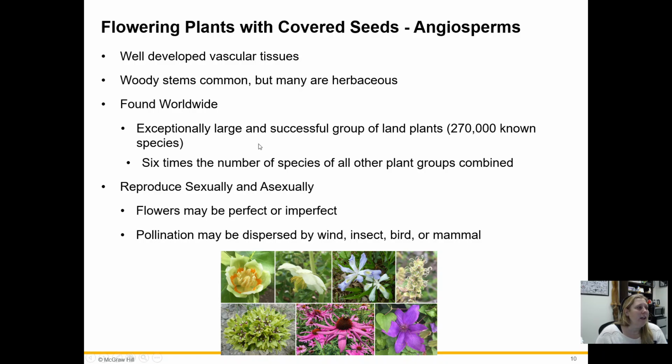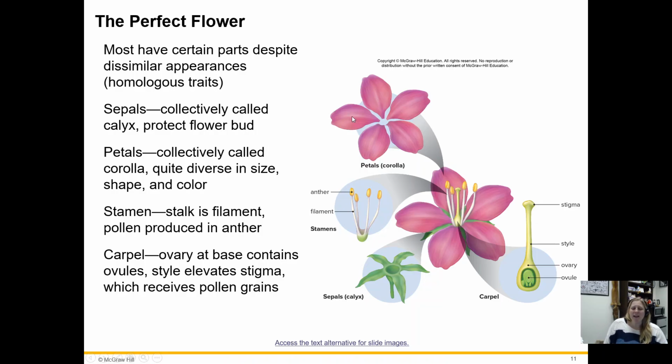Okay, let's talk about the perfect flower just a little bit, and then I want to talk a little bit about what's called the directed pollination hypothesis. So, first off, most flowers have certain parts, whether or not they have separate flowers with male and female or a perfect flower where male and female is contained. We are going to see structures that are characterized, and so we know that they share an evolutionary history.